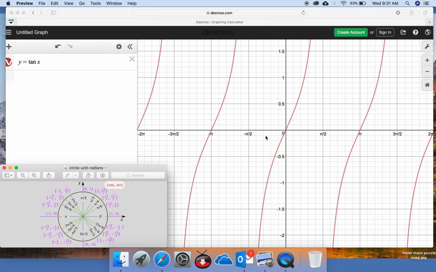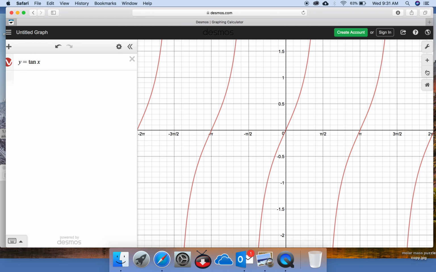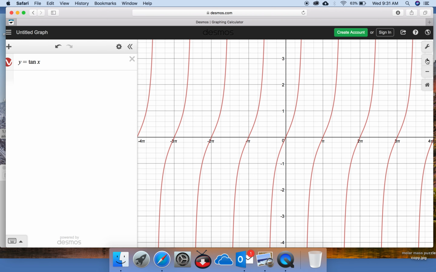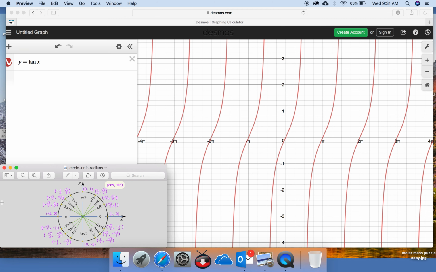Now, what happens as we go beyond pi? Well, let's look at the other key points, pi over 2 and 3 pi over 2. Notice that tangent, again, is y over x, so 1 over 0 or negative 1 over 0 goes toward infinity. So here at pi over 2, negative pi over 2, and all odd multiples of pi over 2, we get an asymptote. If I zoom out, you can see we never quite reach pi over 2, but we get close. We get that undefined.